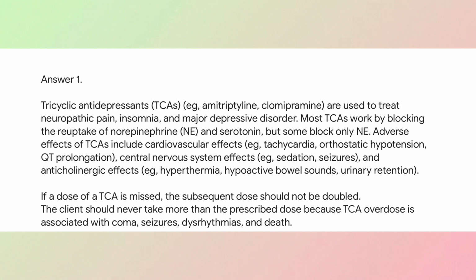Answer 1. Tricyclic antidepressants (TCAs), e.g., amitriptyline, clomipramine, are used to treat neuropathic pain, insomnia, and major depressive disorder. Most TCAs work by blocking the reuptake of norepinephrine (NE) and serotonin, but some block only NE. Adverse effects of TCAs include cardiovascular effects, e.g., tachycardia, orthostatic hypotension, QT prolongation, central nervous system effects, e.g., sedation, seizures, and anticholinergic effects.